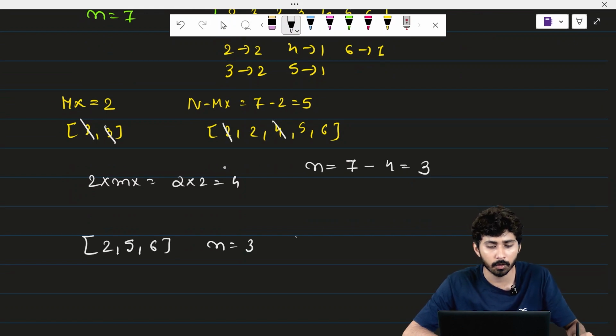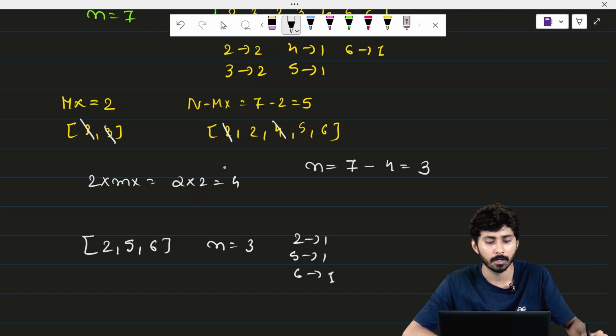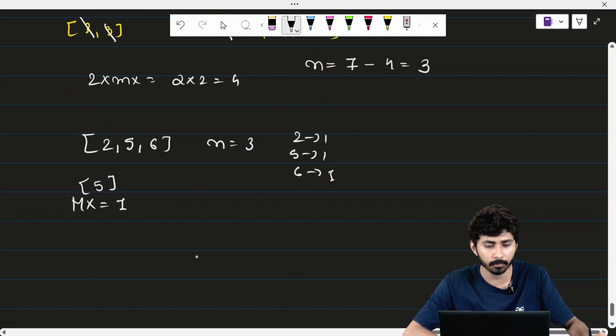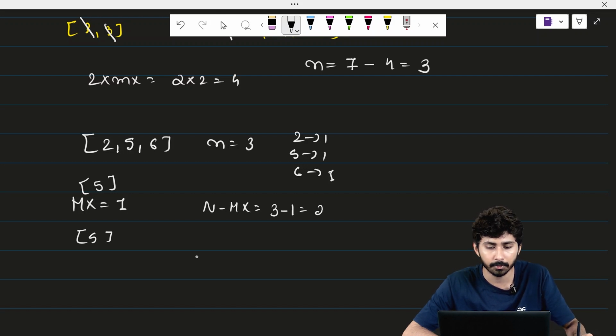Now size is 3. Now all of them have the same frequency: 2 is 1, 5 is 1 and 6 is also 1. I'll take maximum frequency equivalent to 1. And let's take the element to be 5 in this scenario. And the remaining elements, n minus mx, is equal to 3 minus 1, that is 2. Remaining elements are 2 and 6.